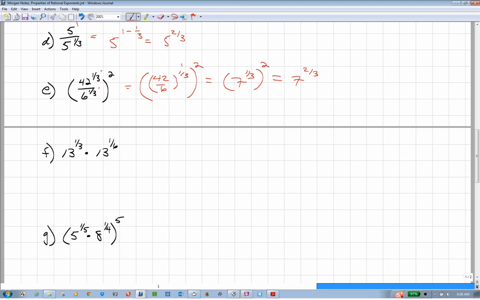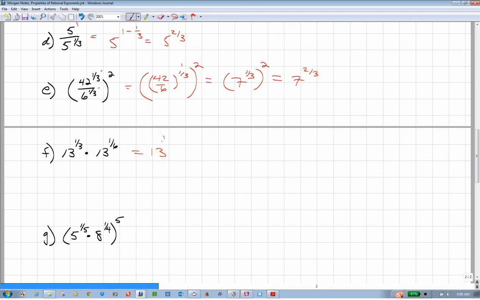Over here, I have the same base, so the exponents add. That'd be 13 to the 1/3 plus 1/6. So let's give them a common denominator. That would be 13 to the 2/6 plus 1/6, 13 to the 3/6, 13 to the 1/2.